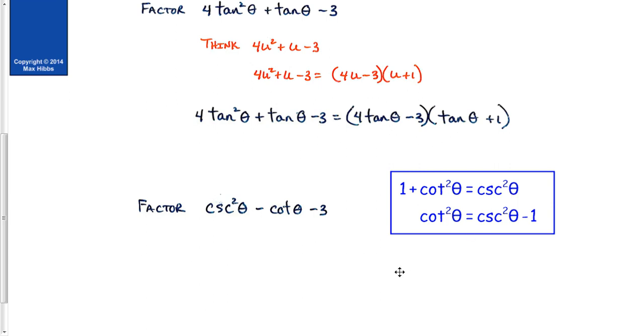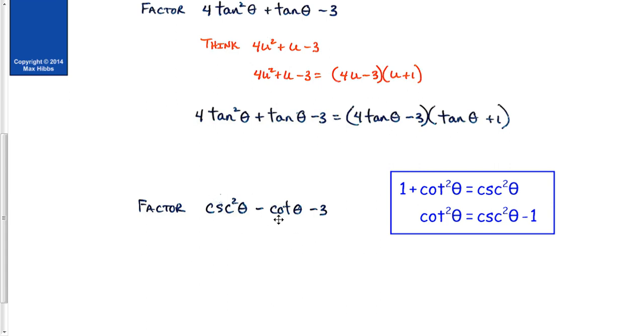And so my motivation here is, if I could write it in a similar fashion to what we had up here, I could get everything in one particular trig function instead of having a mixture of cosecant and cotangent.